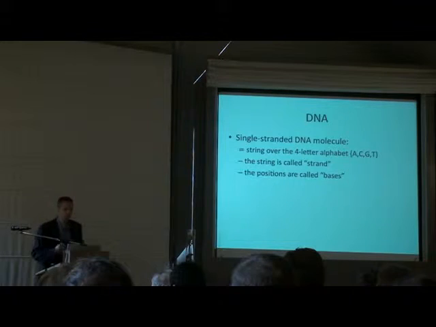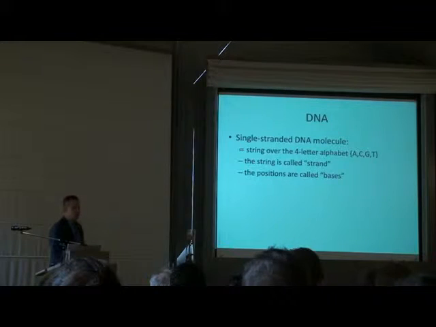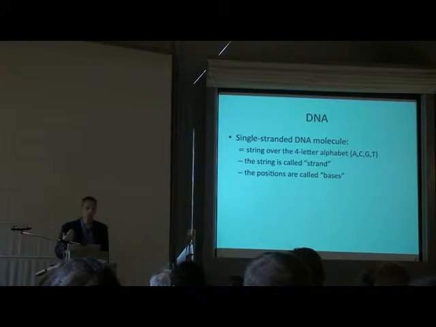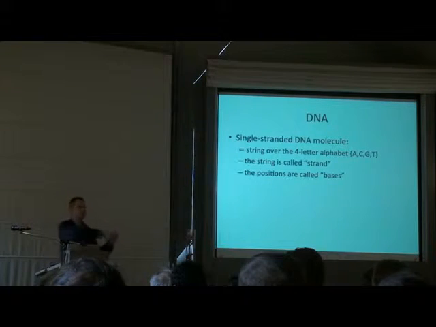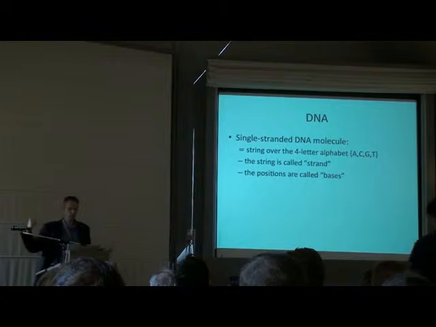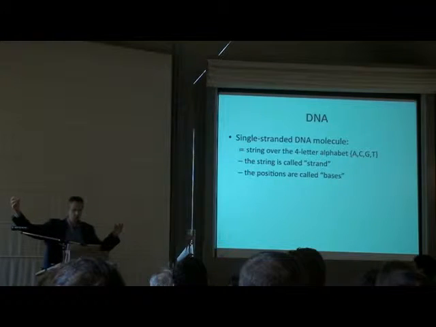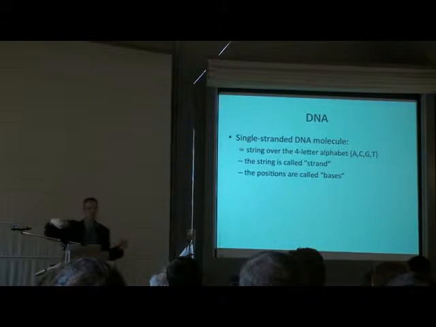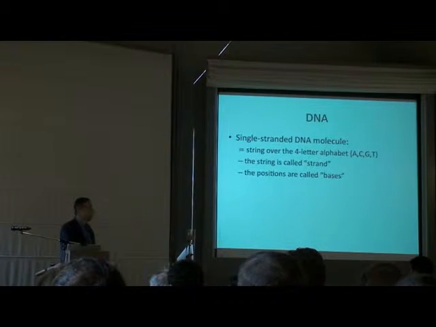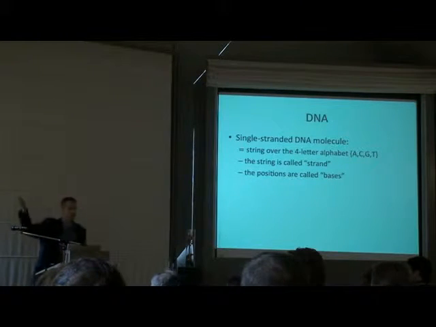For the purpose of computer science, it is quite simple actually. Of course, if you want to understand it really chemically, it is very complicated, but for computer scientists it is very easy. So the basic concept is that of a single-stranded DNA molecule, and this is a very long molecule that is composed of bases. It is a polymer of different bases, and so you can just think of it as a string, as a sequence of letters, where the letters come from the four-letter alphabet A, C, G, and T. And so this string is called a strand, and the positions of the string are called the bases.